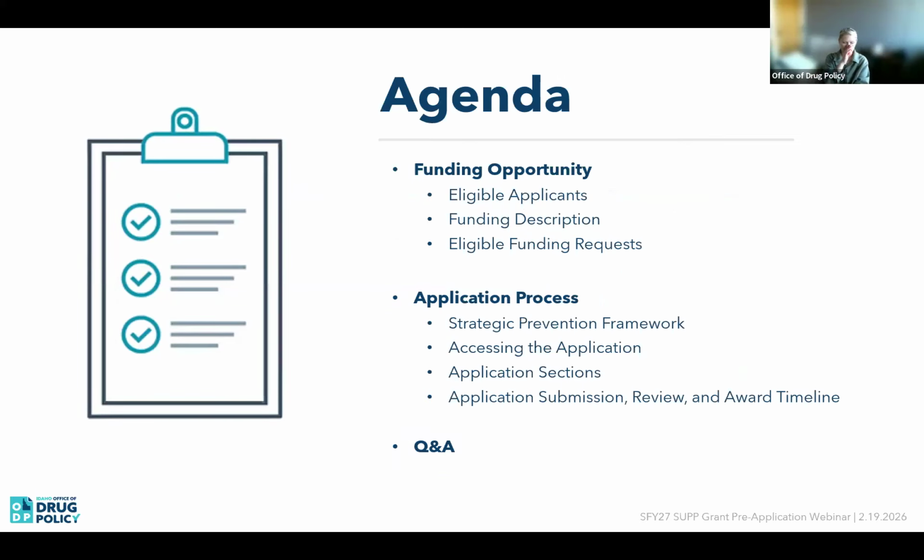So today we're going to be covering the funding opportunity, eligible applicants, the funding description, eligible funding requests, and then going through the application process. The application is based and built around the Strategic Prevention Framework, how to access the application, the sections and components and point values of those parts of the application, and then going through the application submission, review, and award timeline, and then having an opportunity for Q&A at the end.